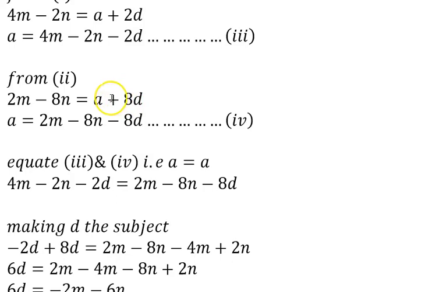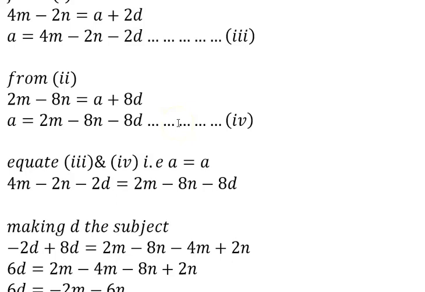So let's make a the subject of the relation as we have done before for equation 1. Making a the subject of this relation, a will equal 2m minus 8n. They are here already. But this plus 8d, the moment it crosses the equality sign, it will change to minus 8d. That's why we have this here. We call this one equation 4.